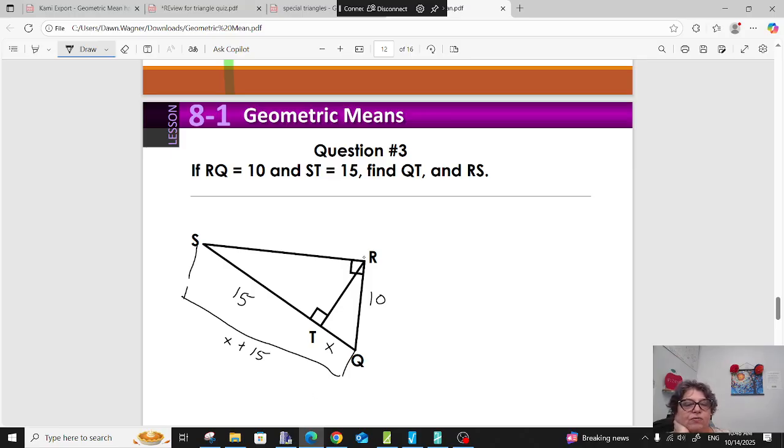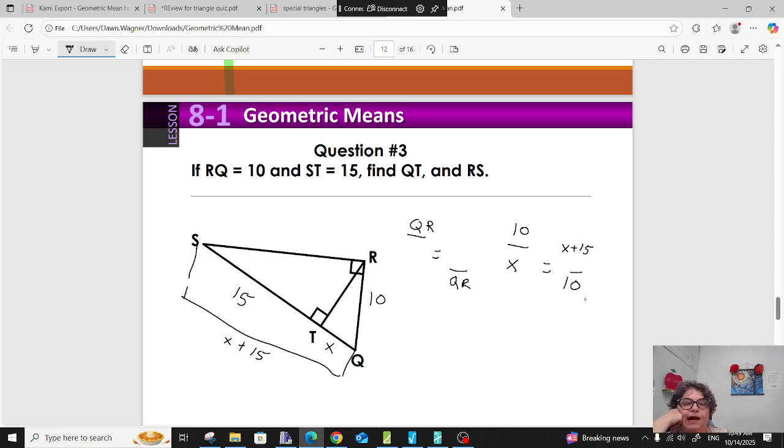So I know that the three geometric means are RQ, RT, and RS. And so I needed to put X and X plus 15 because I didn't have everything. So I'm going to have QR up, QR down, because that's your geometric mean, and I know what QR is. What's QR? 10. So I'm going to have 10 up, and 10 down. The side it touches is X, right? What's the whole hypotenuse? X plus 15.